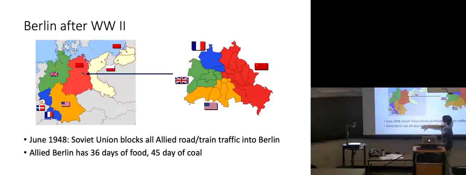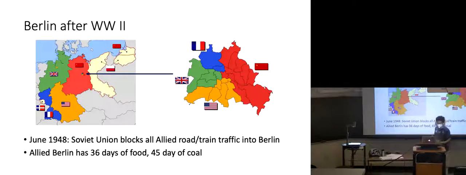So in 1948, the Soviet Union said, we are not going to allow any road traffic into Berlin. They were allies, but sort of frenemies, as is still going on. And so they prevented any Allied traffic into Berlin. This is 1948. Allied Berlin, the portion not in red, had basically 36 days of food and 45 days of coal. And winter was coming.